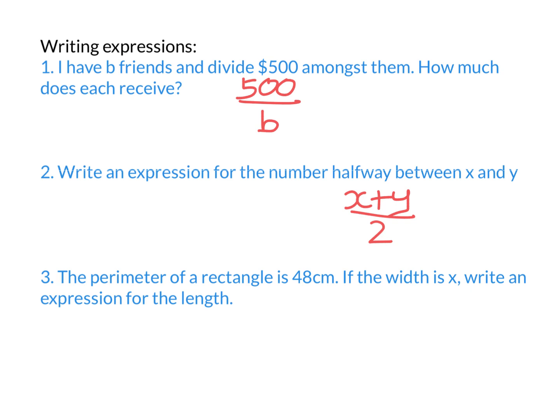All right, number 3 I included because we had a lot of problems with this in class. Perimeter of a rectangle is 48, width is x, write an expression for the length. So for this one, I'll just draw a quick picture.